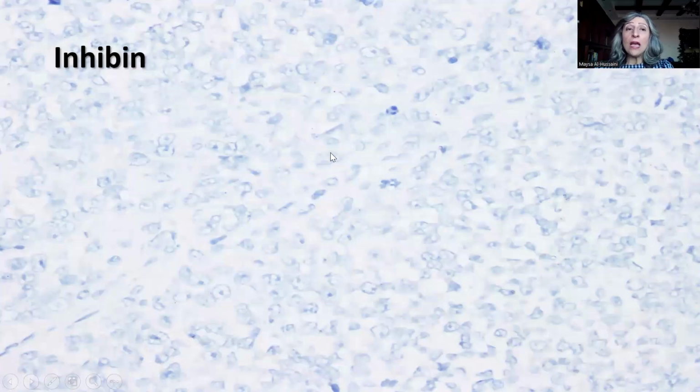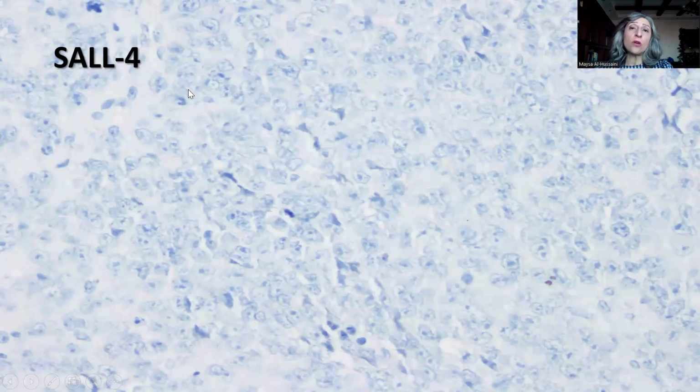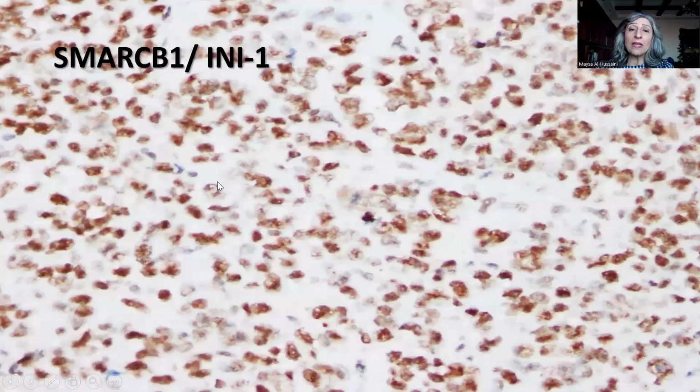Inhibin was also completely negative, and because of the age of the patient and the location of the tumor, you don't also want to miss diagnosis of a germ cell tumor, so SALL4 was completely negative. Now, this is the other SMARCB1 or the INI1, which is retained in this tumor. Remember that the SMARCB1 and the SMARCA4 are mutually exclusive, so you have a loss of either of the stains. You don't have loss of both nuclear staining.